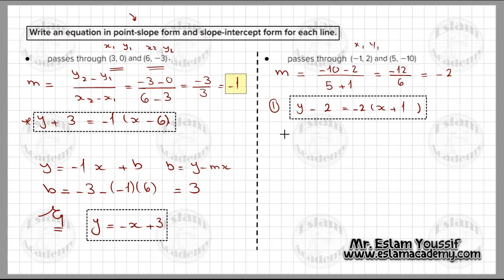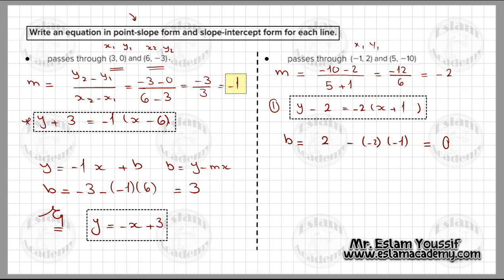As we said before, to find the slope-intercept form, we need to find b. b equals y minus mx. Replace y with 2, m equals negative 2, and x equals negative 1. So now by solving to find the value of b, negative 2 times negative 1 equals 2. 2 minus 2, the answer will be equal to 0.